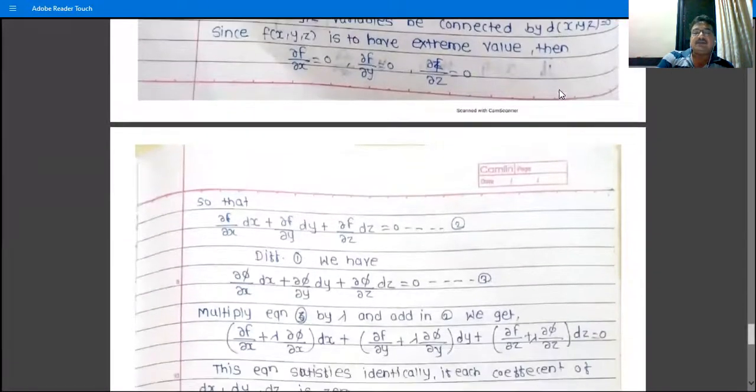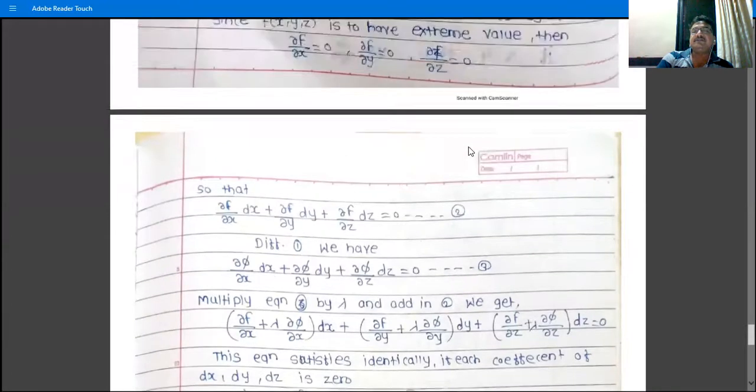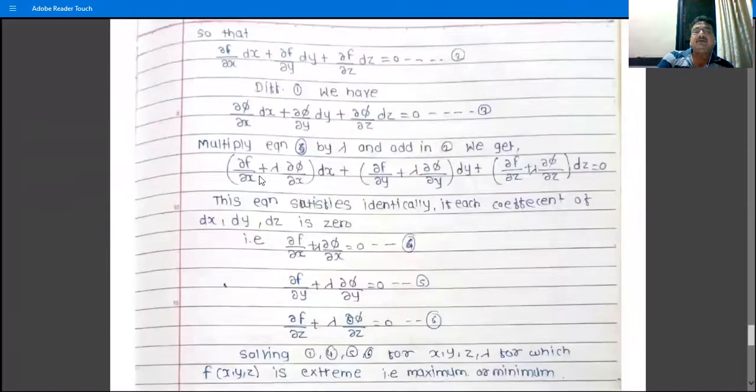So what is its derivative? The complete derivative: dava phi by dava x dx, dava phi by dava y dy, dava phi by dava z dz is equal to 0. So suppose this is equation number 3. The complete derivative of this function phi xyz is equal to 0.